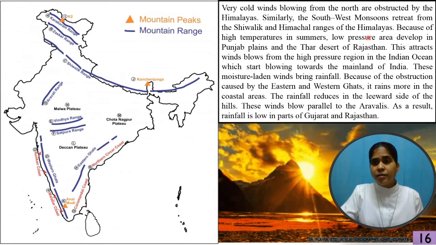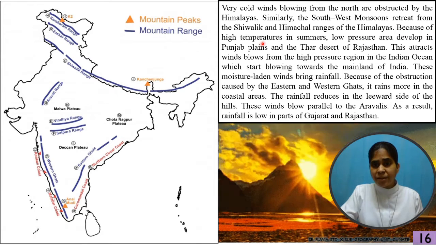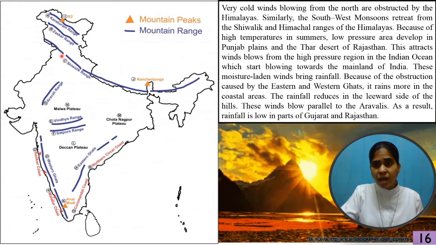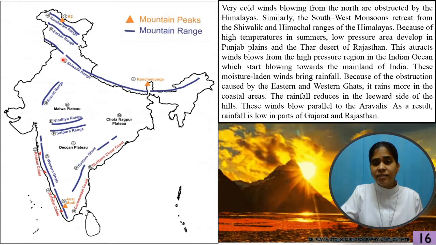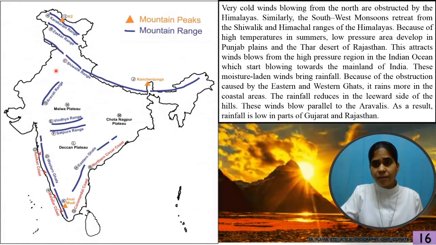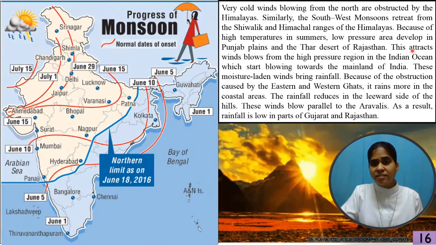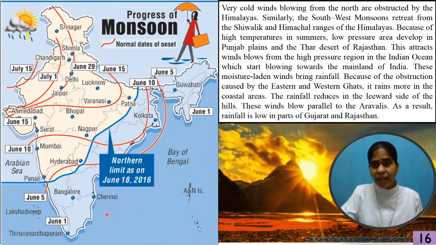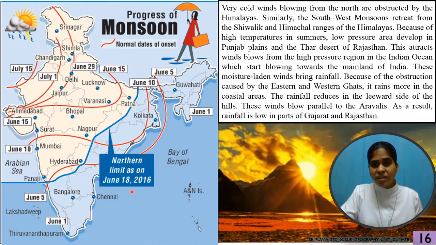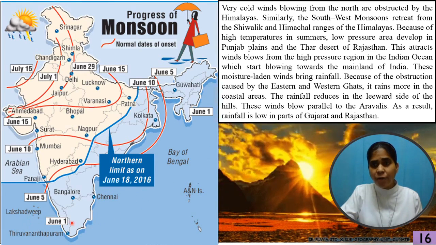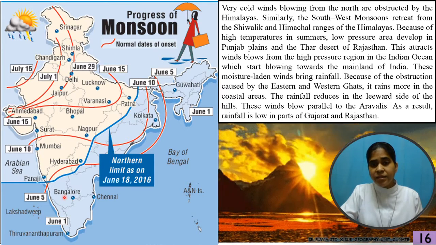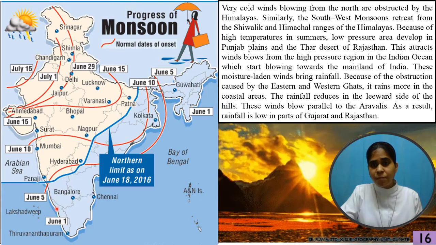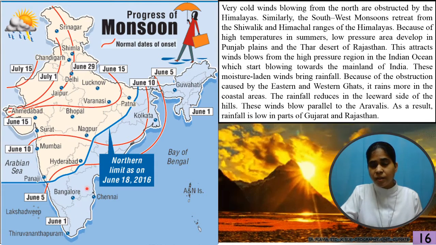Then, because of the high temperatures in summers, low pressures are developed in Punjab and the Thar desert of Rajasthan. This attracts winds from the high pressure region in the Indian Ocean, which start blowing towards the mainland of India. These moisture laden winds bring rainfall to most parts of India.